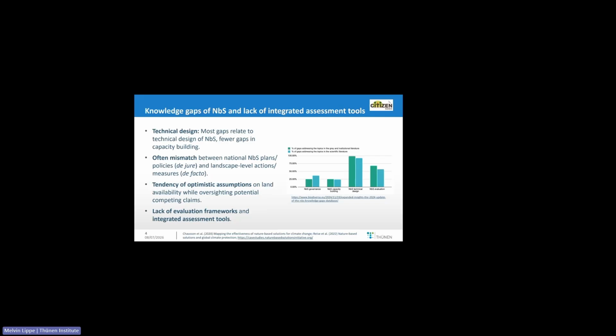Furthermore, we see there's often a mismatch between plans. For example, nature-based solutions can be part of the NDCs of a country. That means at the policy level, the theoretical descriptions of NBS are nice, but at the landscape level, the actions and measures are de facto still mismatching, maybe because of lack of funding or other issues. On the other hand, there's also a tendency of optimistic assumptions on land availability, because we have to acknowledge that while on one hand we would be happy to increase and expand the area of nature-based solutions, there are also competing claims, for example food production or settlement expansion.